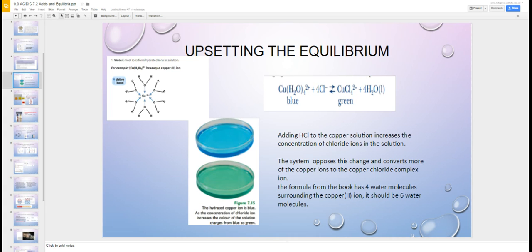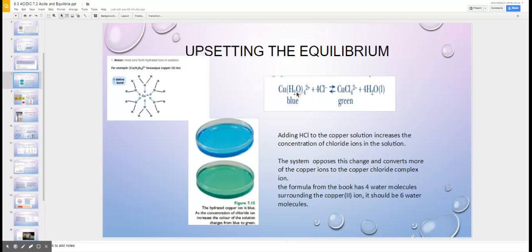Last time we were looking at different ways in which we could change or upset the equilibrium. According to Le Chatelier's principle, the equilibrium is going to counteract most of that change that we impose on it. One of the things we did was with copper sulfate, with water, and then in a complex ion with the chloride ion added from hydrochloric acid.